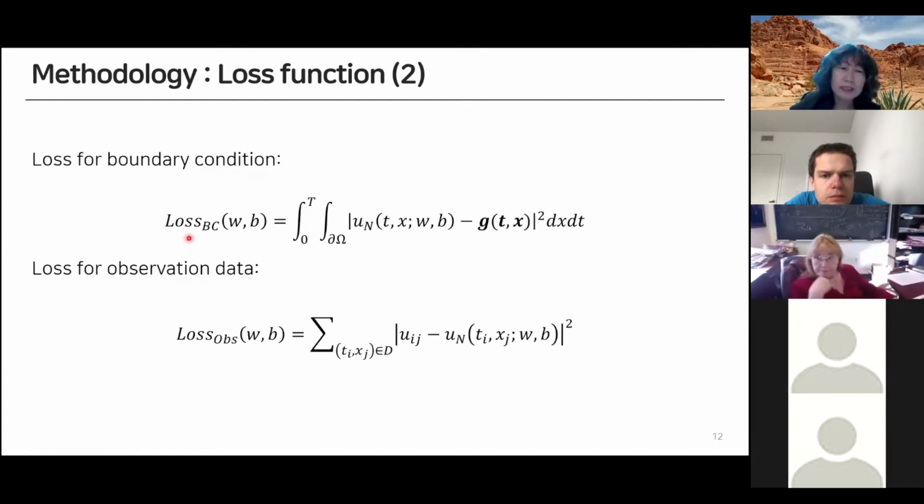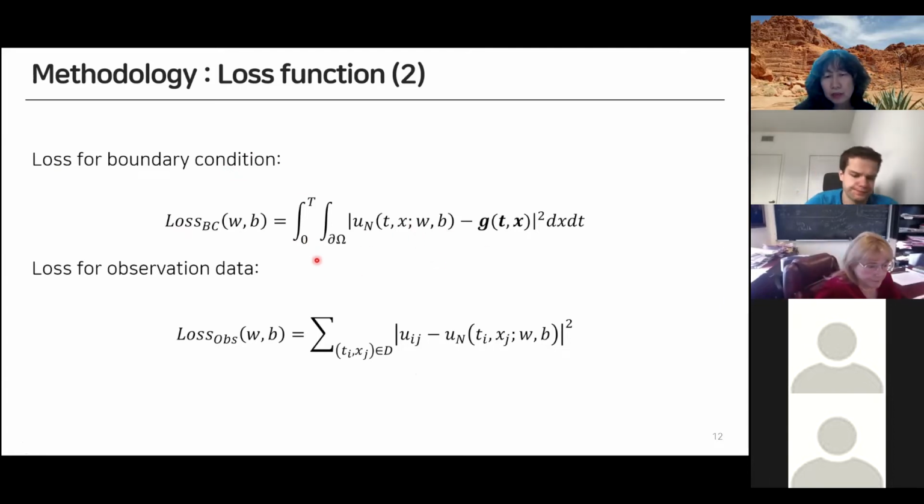And then the loss for the boundary condition follows exactly the same logic. Therefore, we construct the L2 boundary loss like this and optimize it. So far we have been constructing loss functions corresponding to the forward problem. And then, as I said, we are finding a solution for both the forward and the inverse problem.